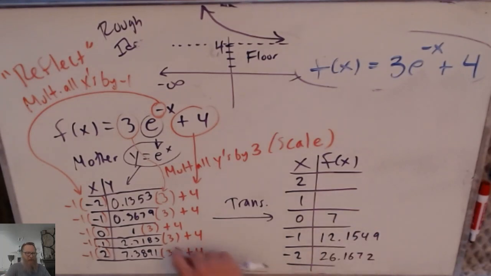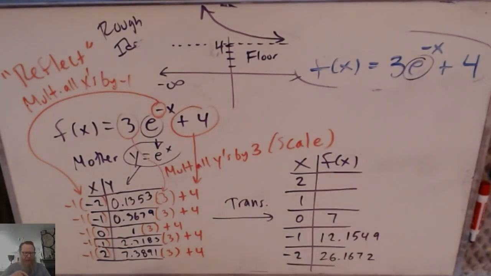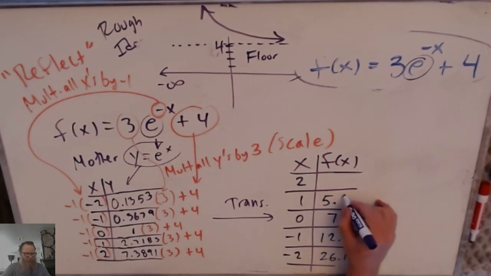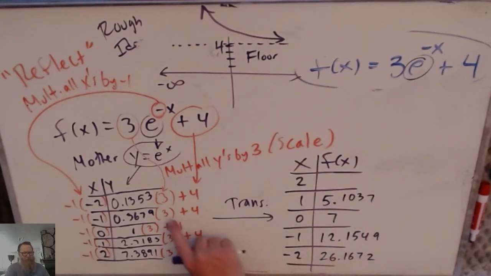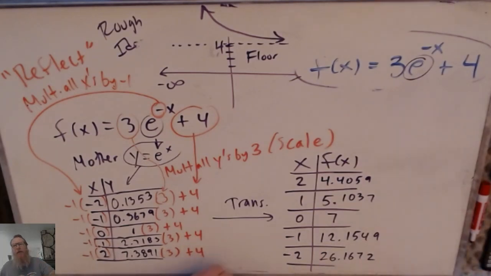Here we can do this one in our head. That's just going to be 7. Yeah? 1 times 3 plus 4. That's 7. Remember, on the natural, the E graphs, you're only going to get one nice point. For the rest of the points, you just got to pick one that looks tolerable. So now I'm doing 0.3679 times 3, and then plus 4, 5.1037. And then finally 0.1353 times 3 plus 4, and you get 4.4059.